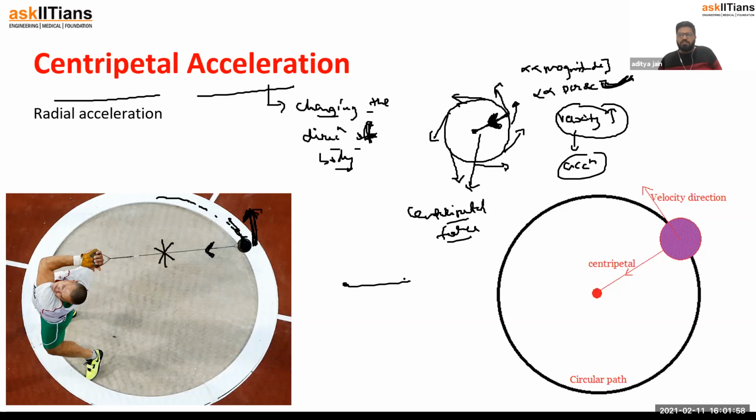This thread was holding the shot put to move in circular motion. That thread is providing the centripetal force, and due to that centripetal force, centripetal acceleration is acting. So the basic concept of centripetal acceleration is clear: this is the acceleration acting towards the center. So what is the direction? It acts towards the center.